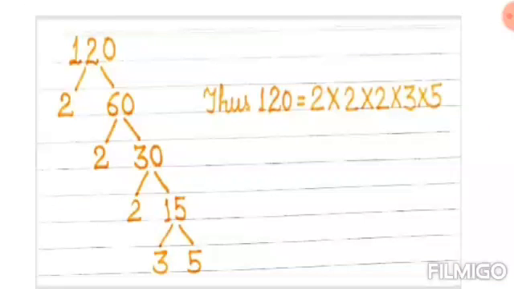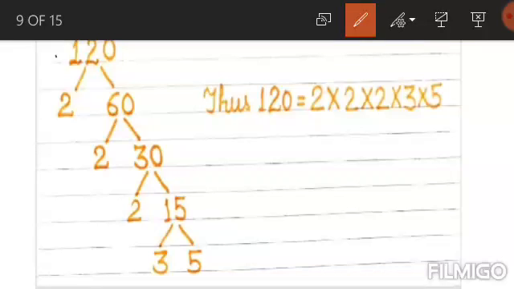Now next example is 120. Again, we will take the smallest prime number, that is 2. And you can see here, you can use the divisibility rules. You can see here, this number is even number. So we will divide by 2 here. When we divide 120 by 2, we get 60.